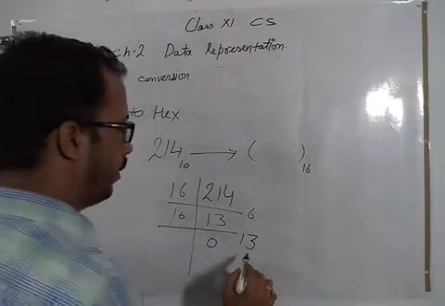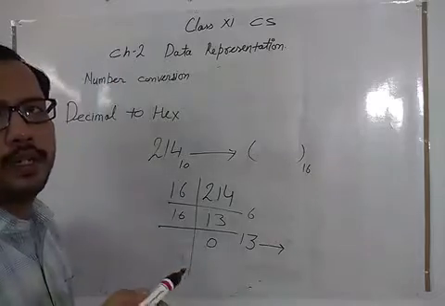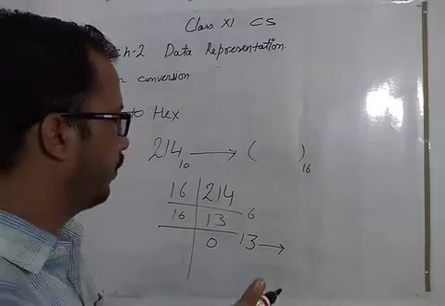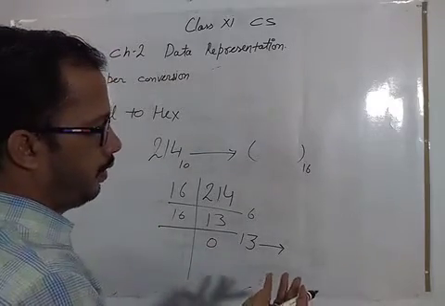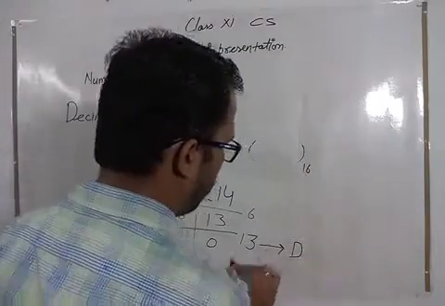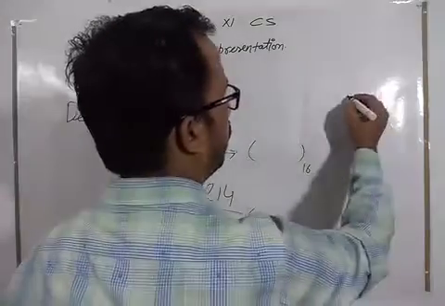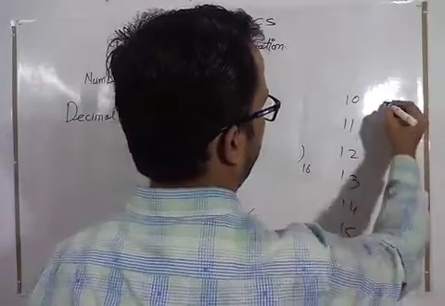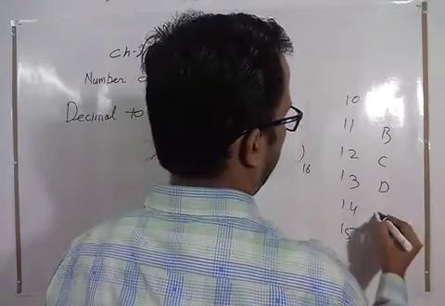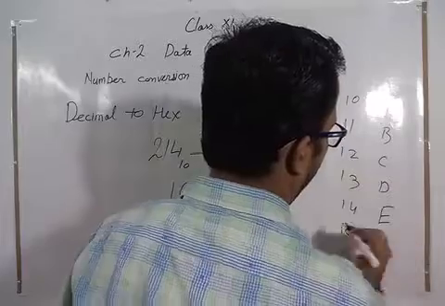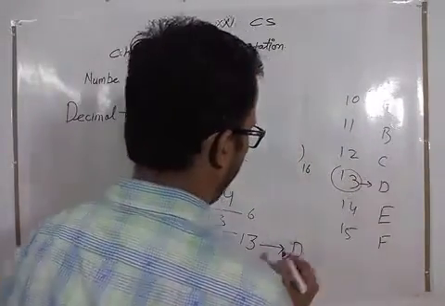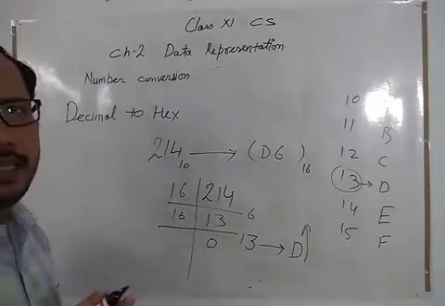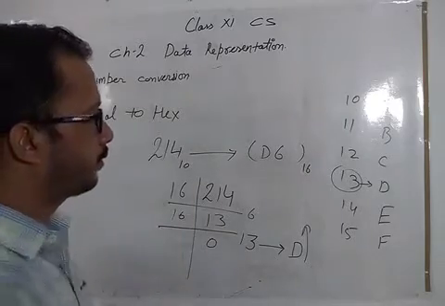13 is denoted by a single alphabet, which is A, B, C, D, because 10, 11, 12, 13, 14 and 15 are denoted by A, B, C, D, E and F. So we are having 13, which means D. So in that direction, D6. So D6 will be the result in our case.